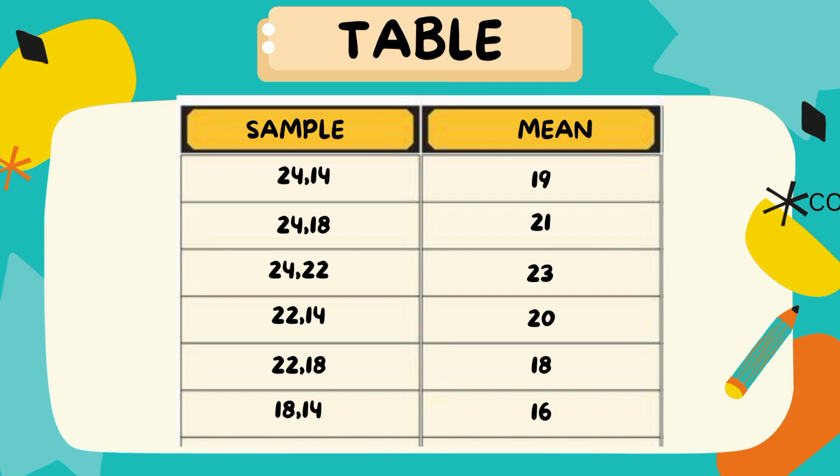24 plus 14 divided by 2 is equal to 19. 24 plus 18 divided by 2 is equal to 21. 24 plus 22 divided by 2 is equal to 23. 22 plus 14 divided by 2 is 18. 22 plus 18 divided by 2 is 20. 18 plus 14 divided by 2 is equal to 16. And those are the corresponding means of our possible samples.